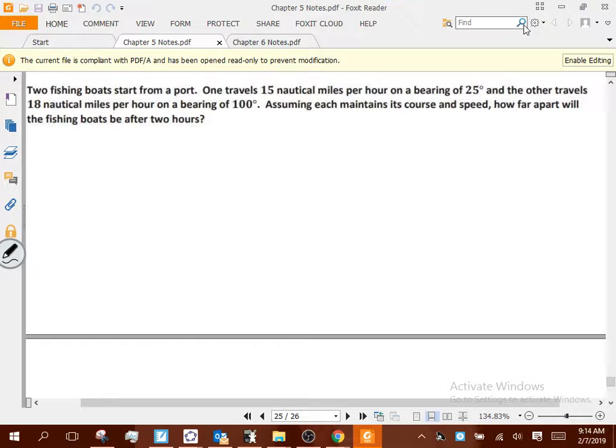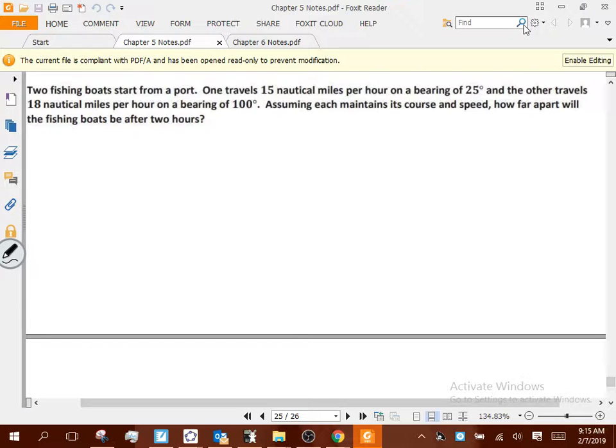One travels 15 nautical miles per hour on a bearing of 25 degrees, and the other one travels 18 nautical miles per hour on a bearing of 100 degrees. Assuming each maintains its course and its speed, how far apart will the fishing boats be after 2 hours? What's a nautical mile? A mile on water.